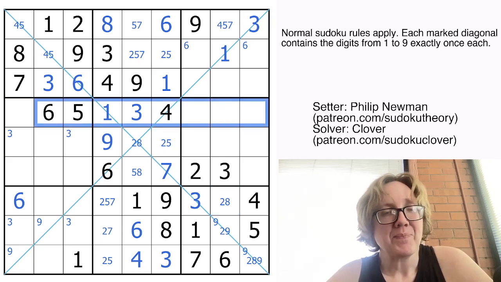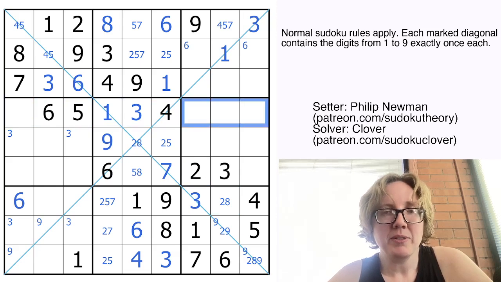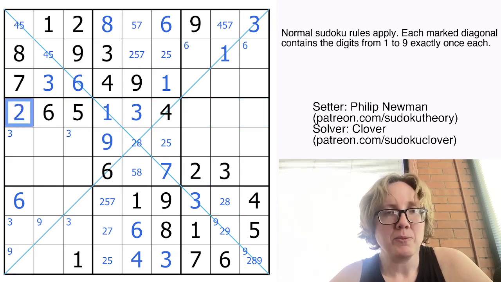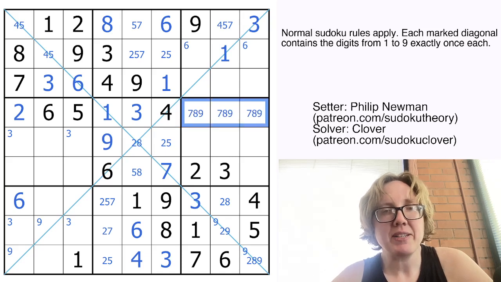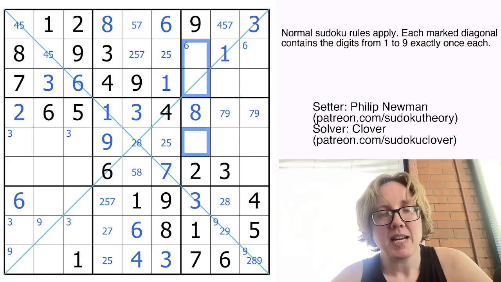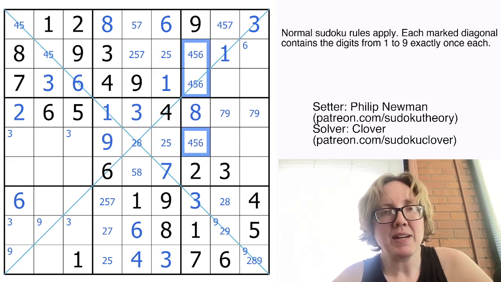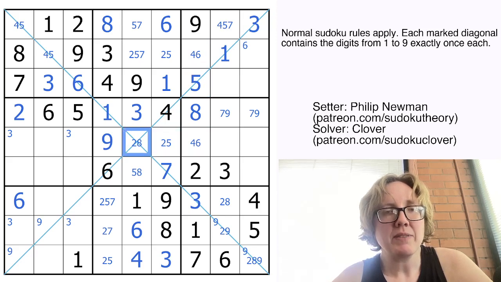How about this row? Where am I going to put 2 in this row? Can't go in those cells because of the 2 here, so that's my 2. Here I need 7, 8, and 9, so that's my 8. Fabulous. And here I'm going to need 4, 5, and 6. That's the 5. And I don't think I can differentiate the 4 and 6 yet, so we'll leave that.